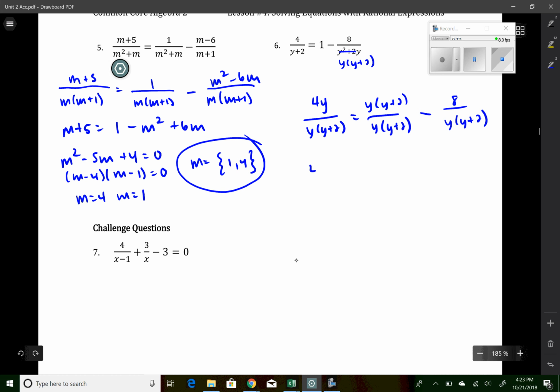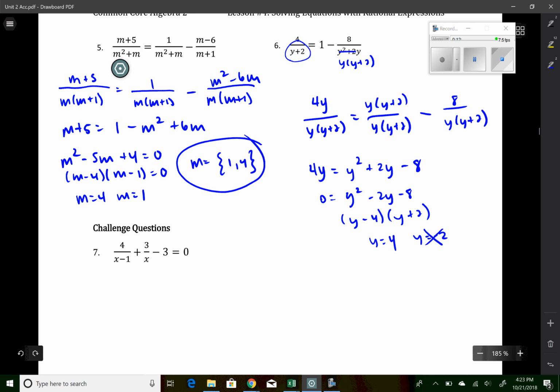So I'm left with the equation 4y equals y squared plus 2y minus 8. Move the 4y to the other side. I get y squared minus 2y minus 8, and do my factoring. Y minus 4, y plus 2. So I get y equals 4, which checks, and y equals negative 2, which is rejected because it would make this fraction undefined. So my only answer here is y equals 4.